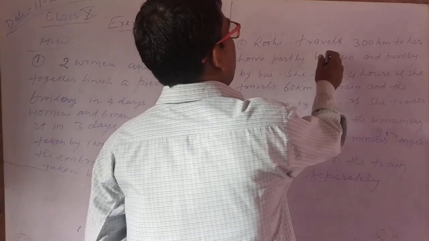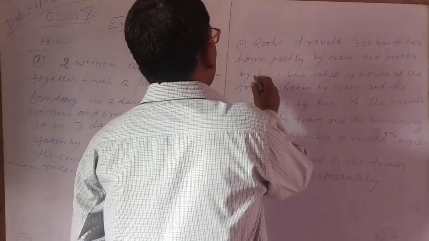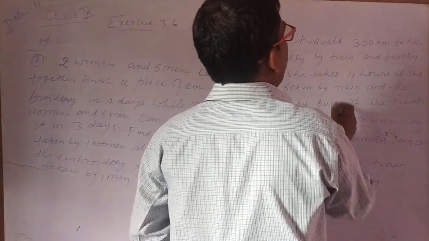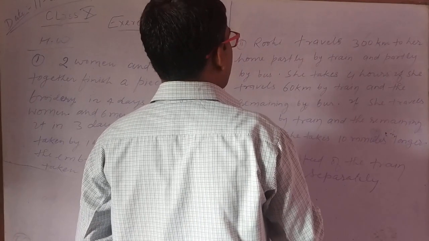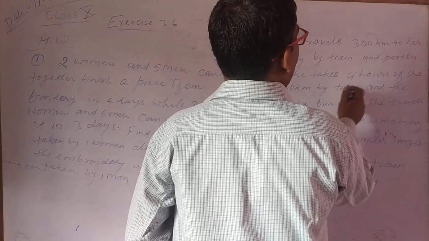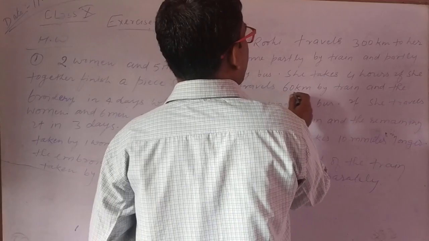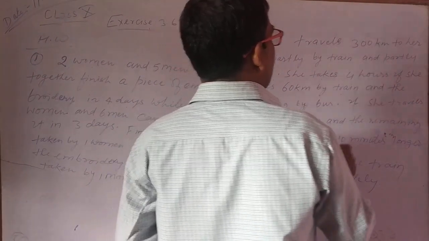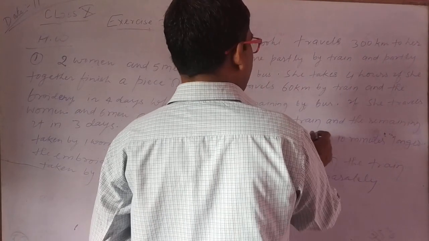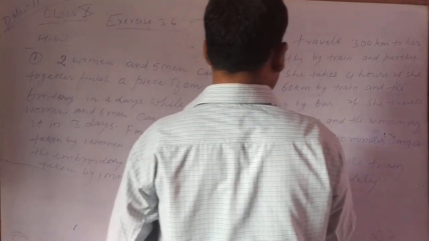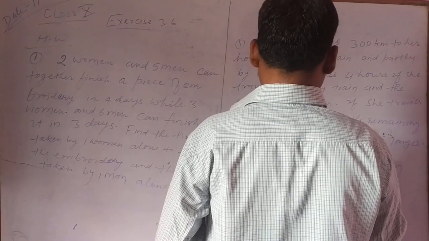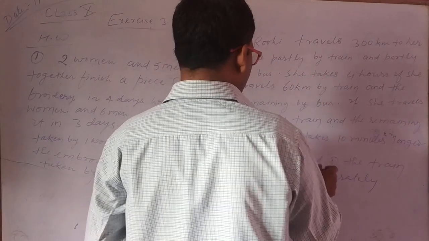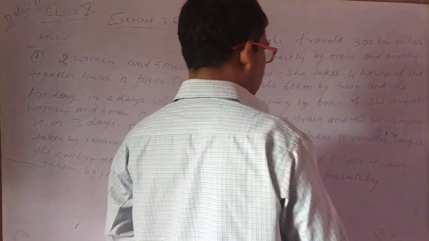Second question. Rohini travels 300 km to her home partly by train and partly by bus. She takes 4 hours if she travels 60 km by train and the remaining by bus. If she travels 100 km by train and the remaining by bus, she takes 10 minutes longer. Find the speed of the train and the bus separately.